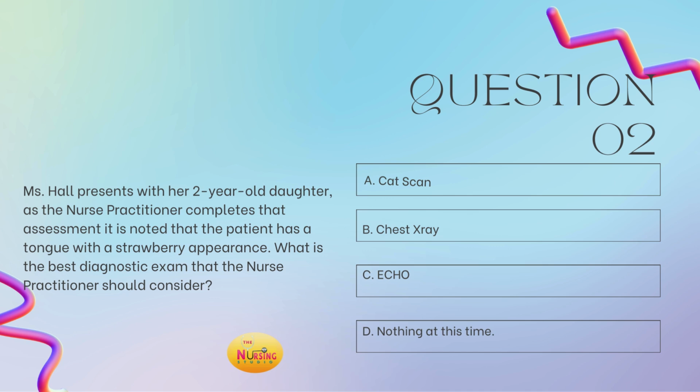You want to assess that heart. And I always say, think of it like this. When I think about Kawasaki, I think about a motorcycle. You're riding a Kawasaki motorcycle, your heart is racing. We need to check your heart. So strawberry tongue, key identifier, make sure you assess their heart. Do an echo, okay?